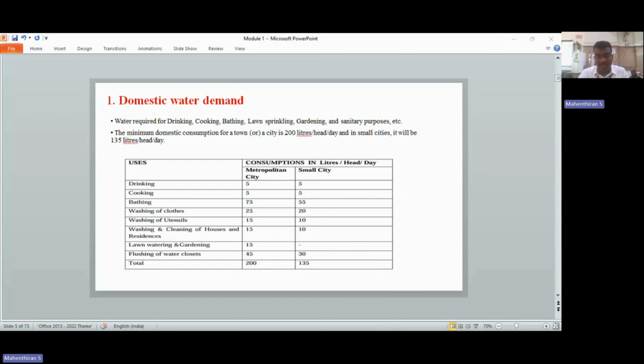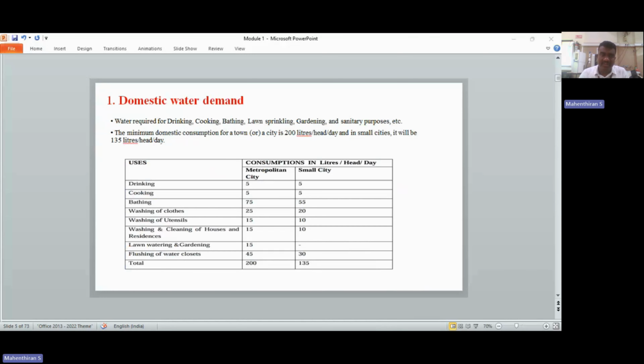Next, we will look into the washing of clothes. In metropolitan cities, it is 25 liters, whereas in small cities, it is 20 liters. This difference is mainly due to washing machines in cities and more frequent washing.